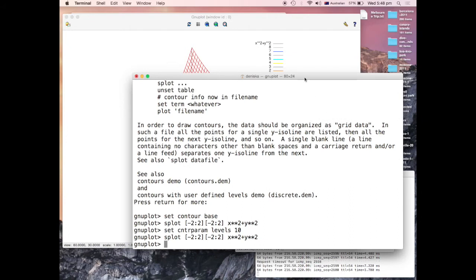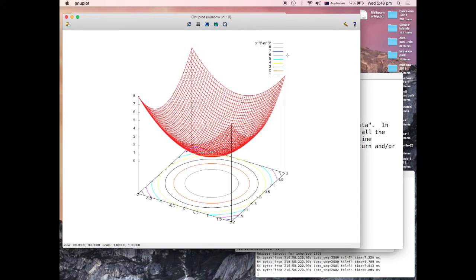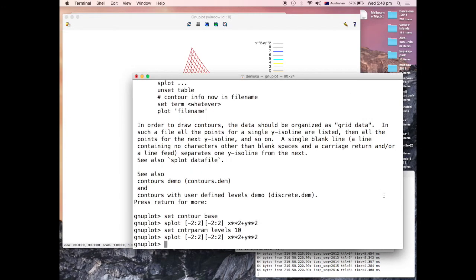Now, plotting the function of two variables is relatively simple. It is more fun when you plot something parametrically. We can plot the same circular paraboloid with the parametric setting. Look at this. I can say set parametric.